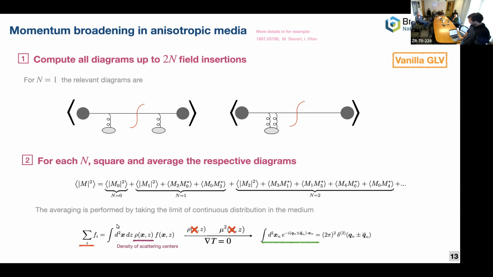And the point is that doing this is simple in the case of a homogeneous medium, because the way it's done is that you assume that you can replace this averaging as some integral over some density of scattering centers in the medium. And in the case where the density rho doesn't depend on the transverse position, which is just saying the medium is homogeneous, it turns out that this procedure is very simple.